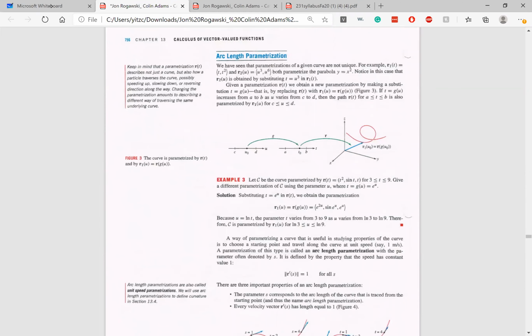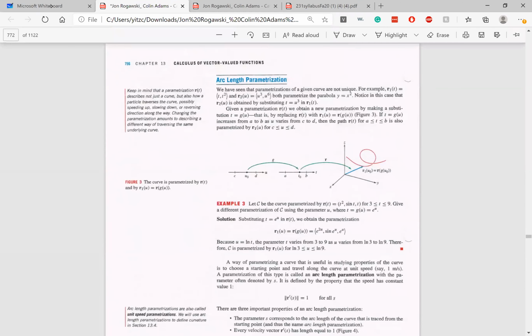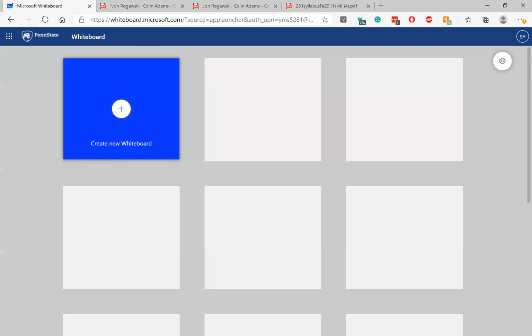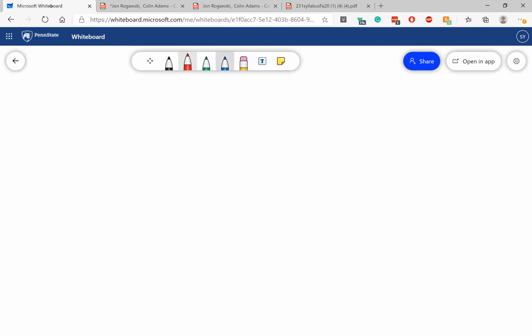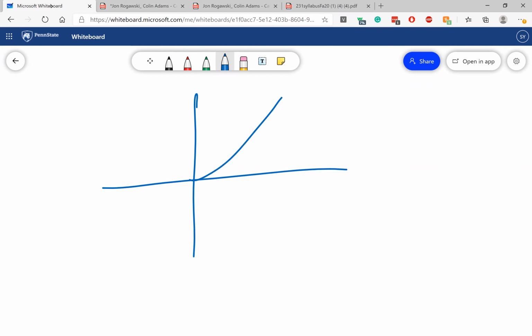Well, in general, we can have two different parameterizations of the same curve. So let's first look at a very simple curve. We're going to start with the function f of x is equal to x squared.